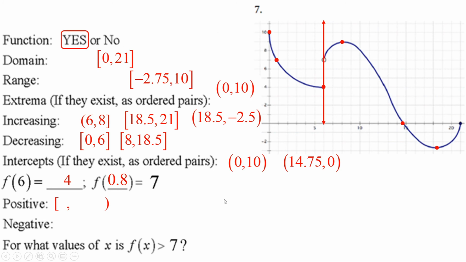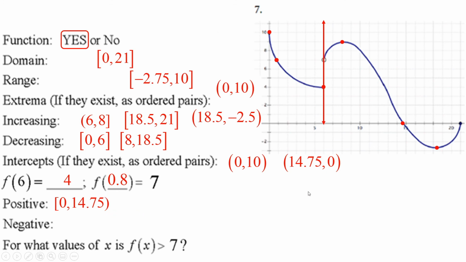Now, when is this graph positive? Well, it is positive from x equals 0 all the way to this x value right there. So 0, and what did we approximate this as right here? Did we say 14.75? Yes, we did. And again, notice we are closed on the left because this point is above the x-axis, but we're open here because we are equal to 0 right there. We are not positive, so we have to have a parenthesis on that end.